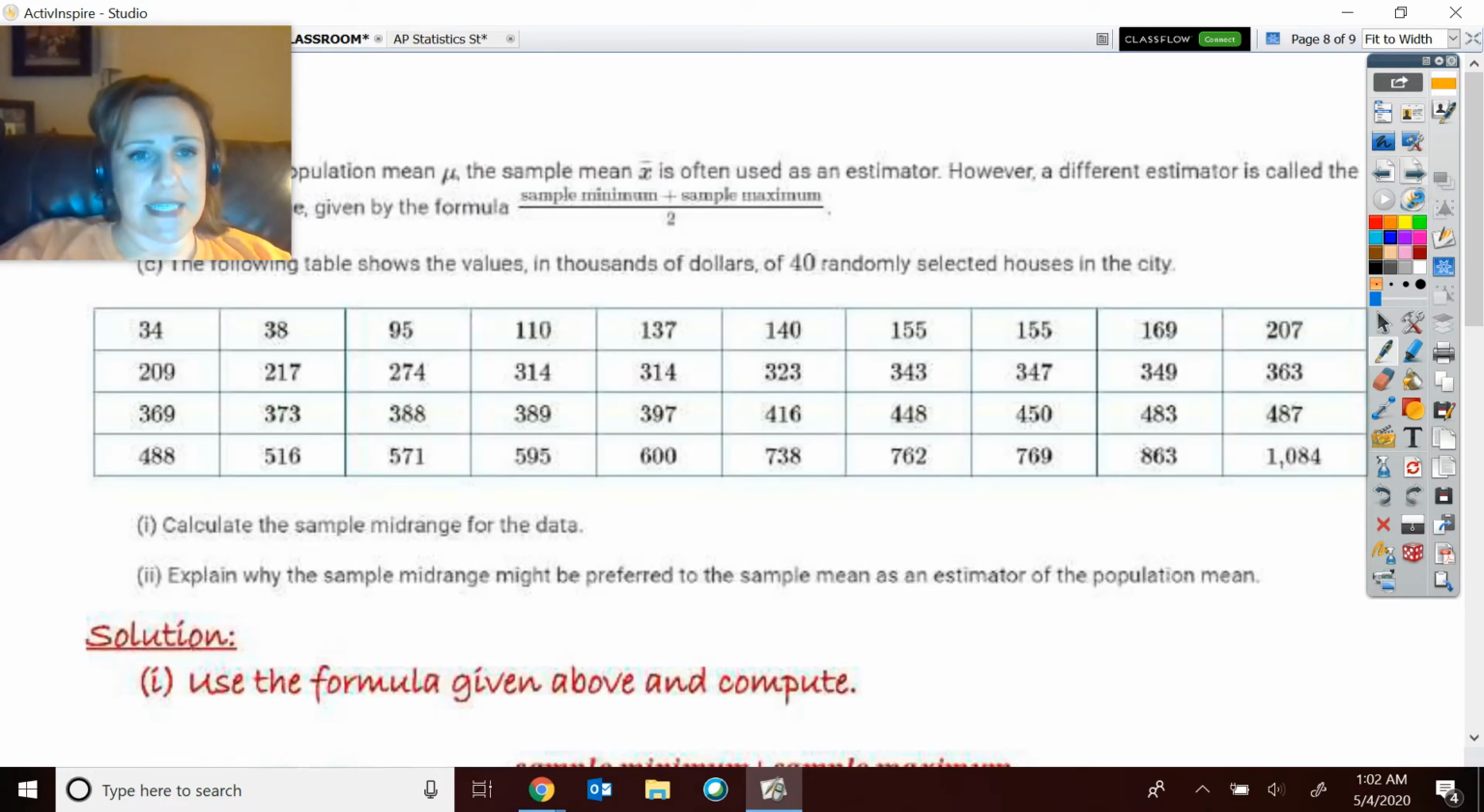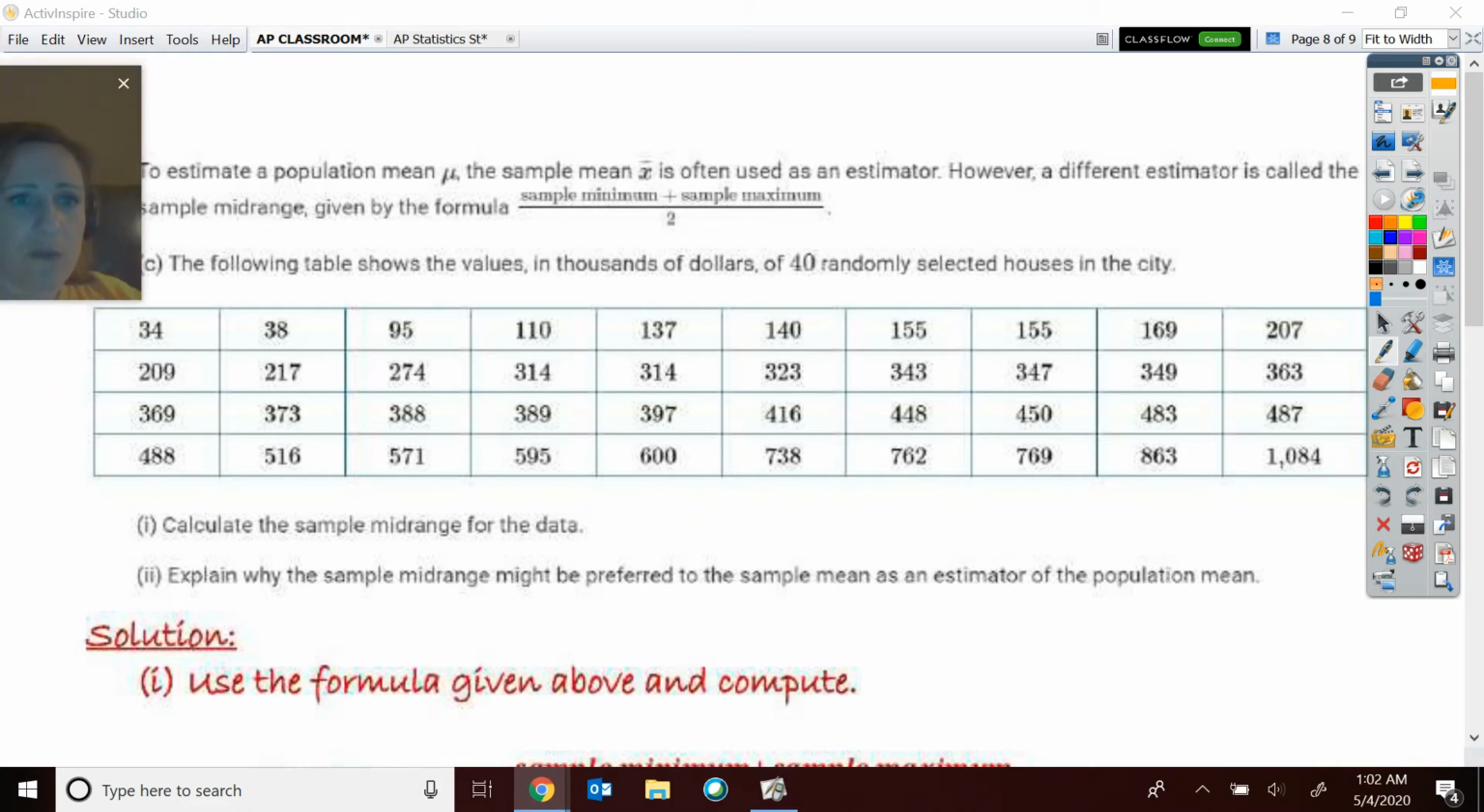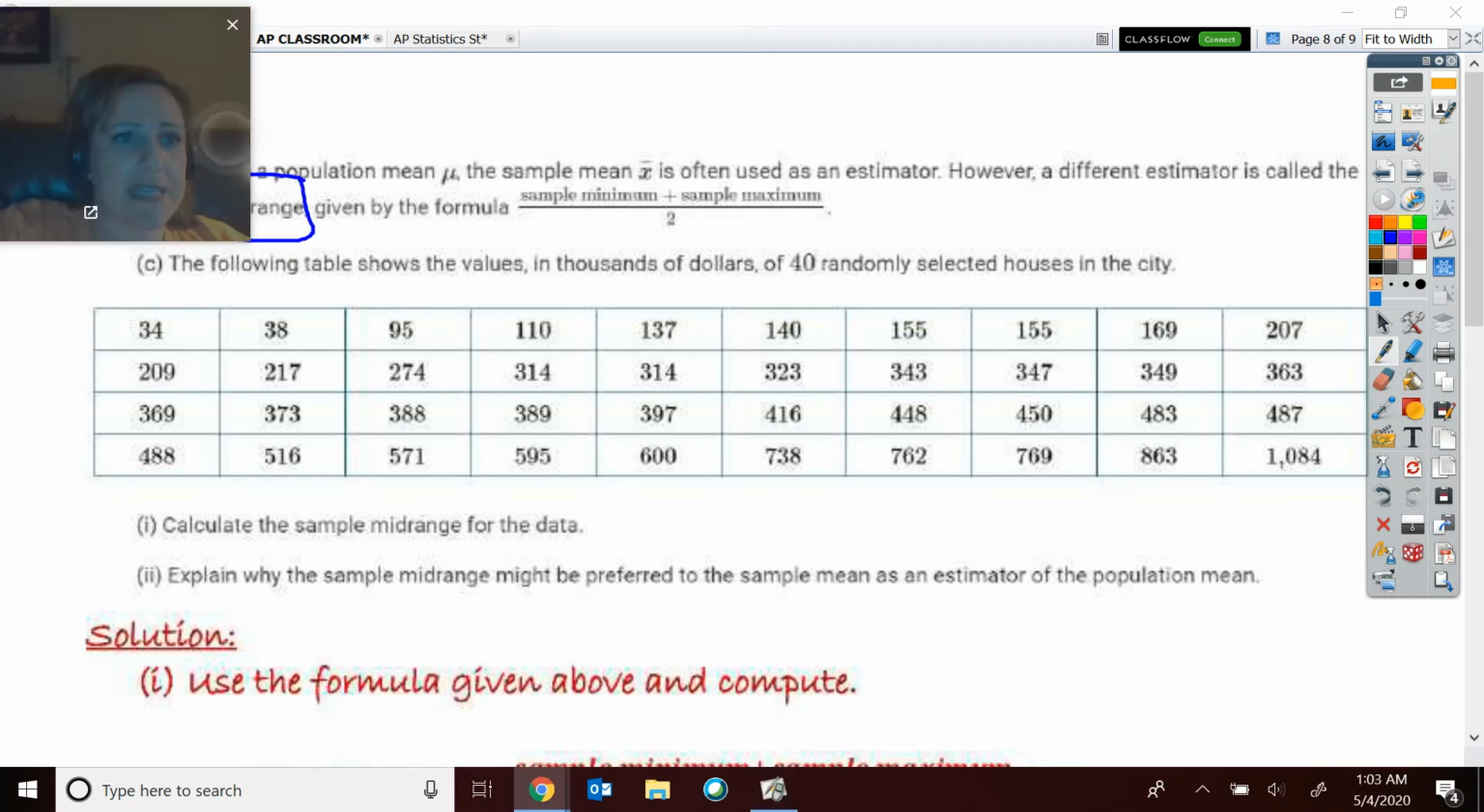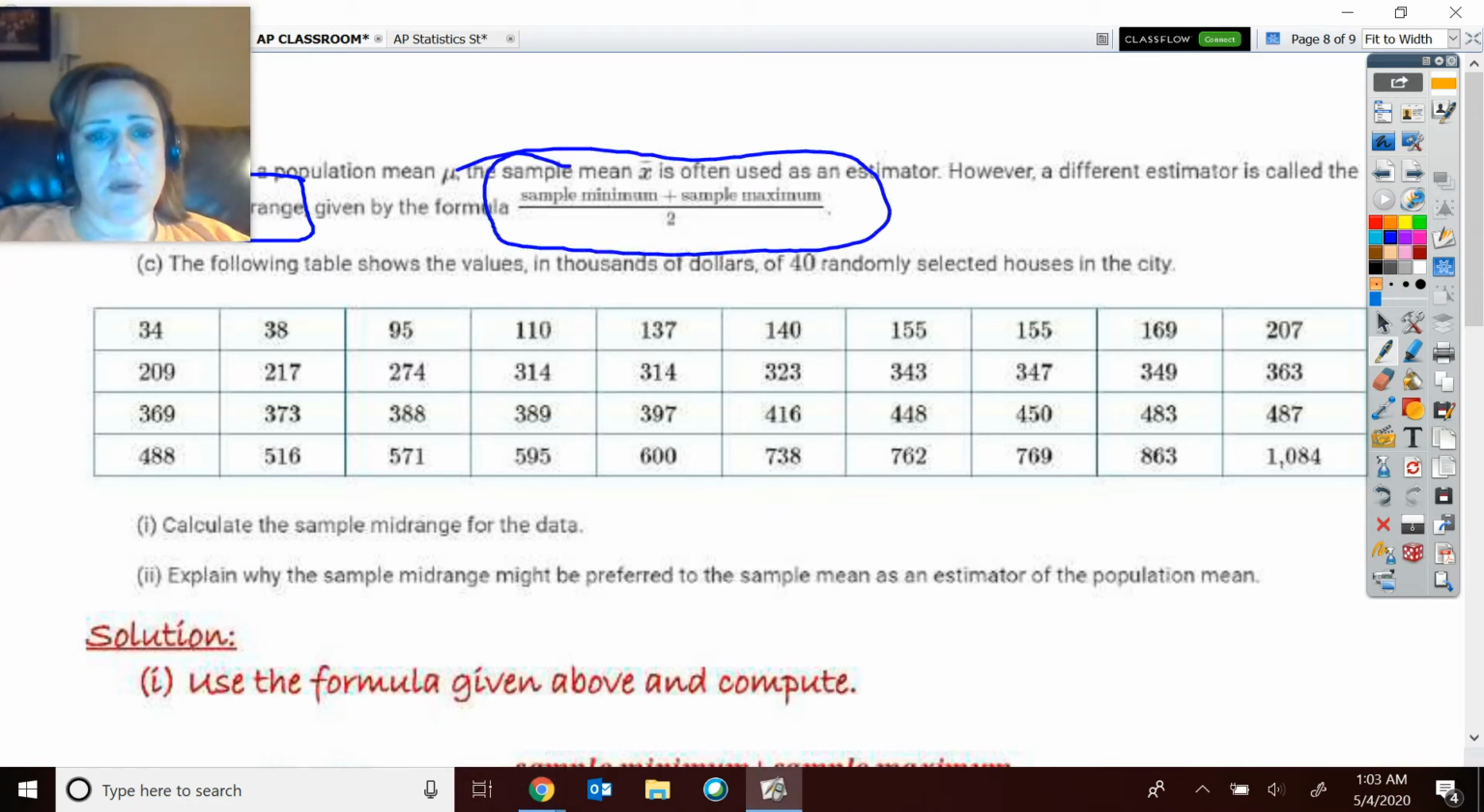All right, next, here we know. So now we have this situation where they do an estimator. They say, hey, let's make this easier. Let's say we do this estimator for this thing called a sample mid-range. They're going to use this formula right here. Sample mid-range: take the min, take the max, add them, and divide by 2. So they're like averaging the min and the max.